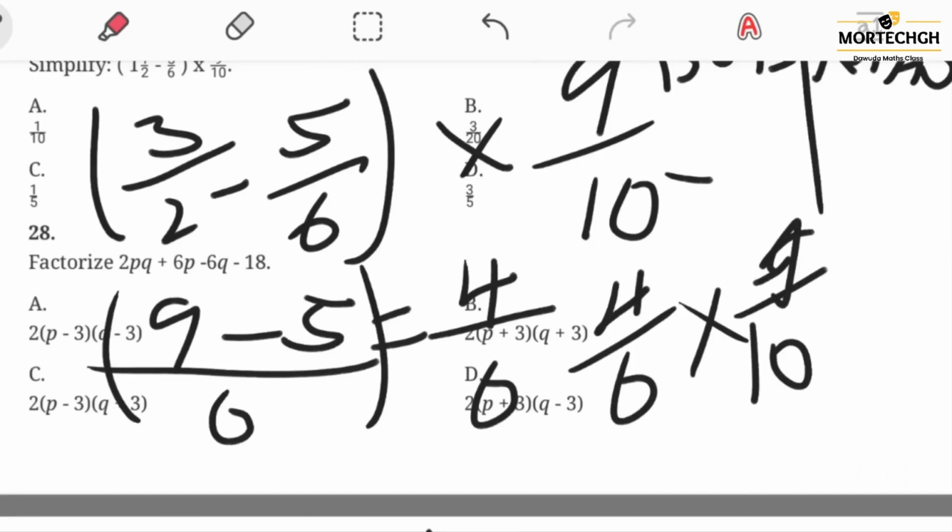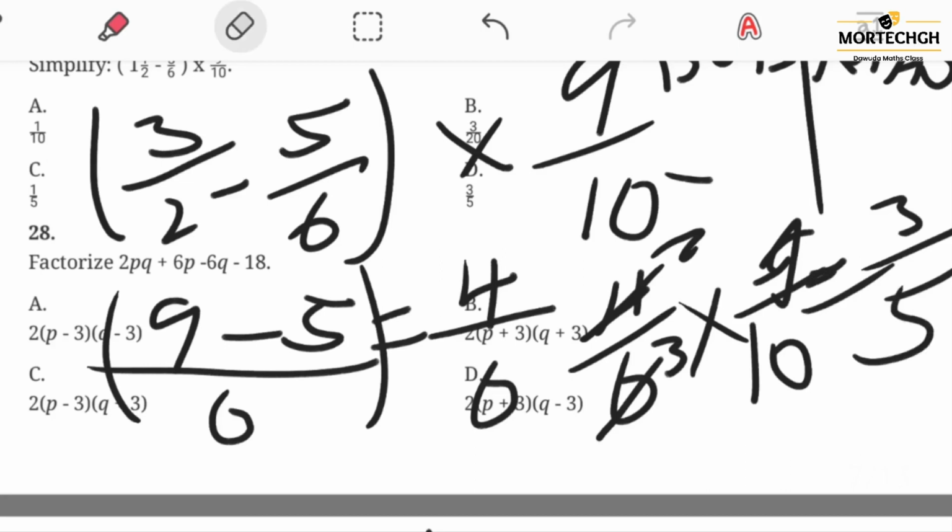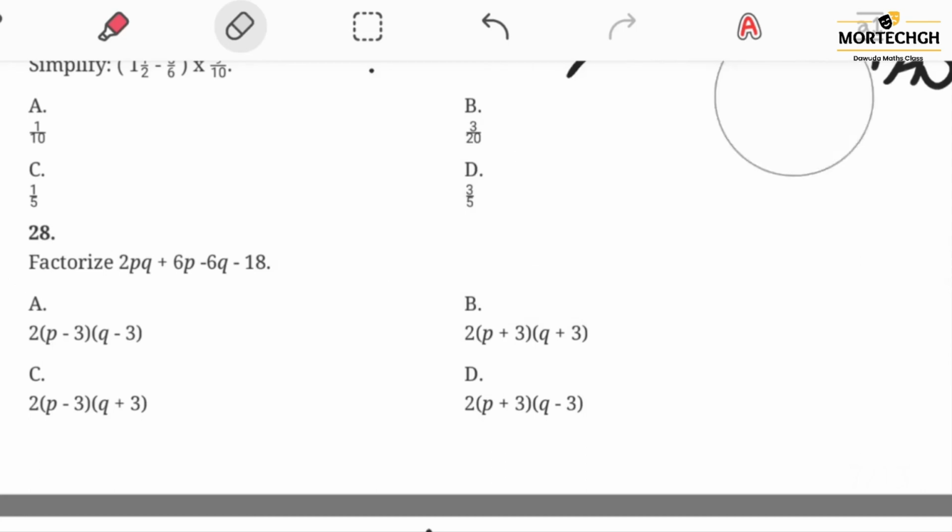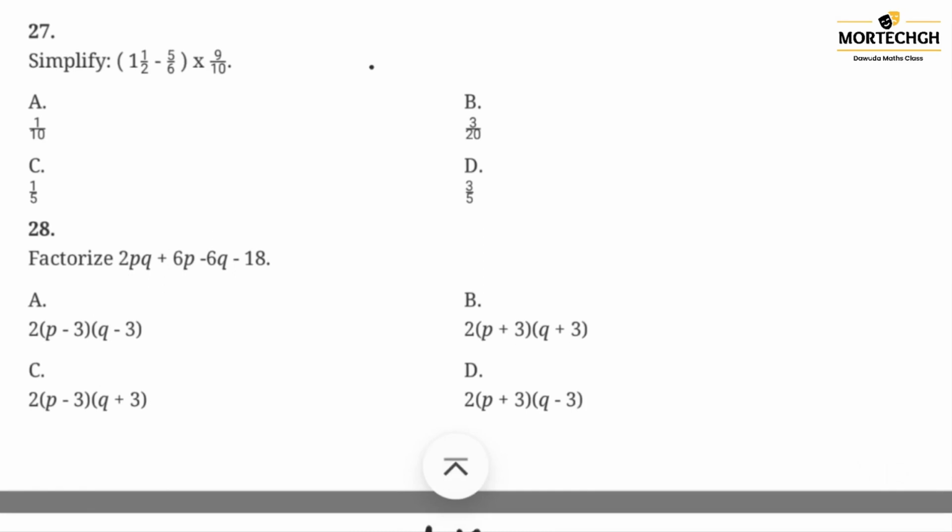4 over 6 times 9 over 10. 4 into itself, 2. 2 here, 2, and 2 here, 3. So we have 2 over 3 times 9 over 10, which will give you 3. The final answer will give you 3 over 5. It will be 3 over 5, which is option D.